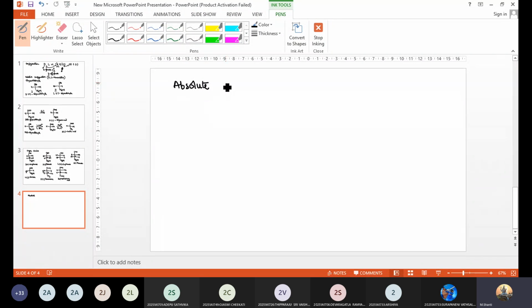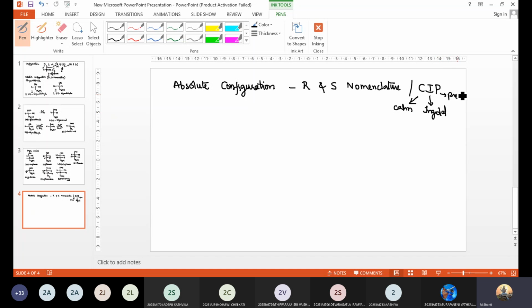This is called absolute configuration, or also called the RS system of nomenclature, or also called CIP nomenclature, because it was actually introduced by three people: Cahn, Ingold, Prelog. Okay.